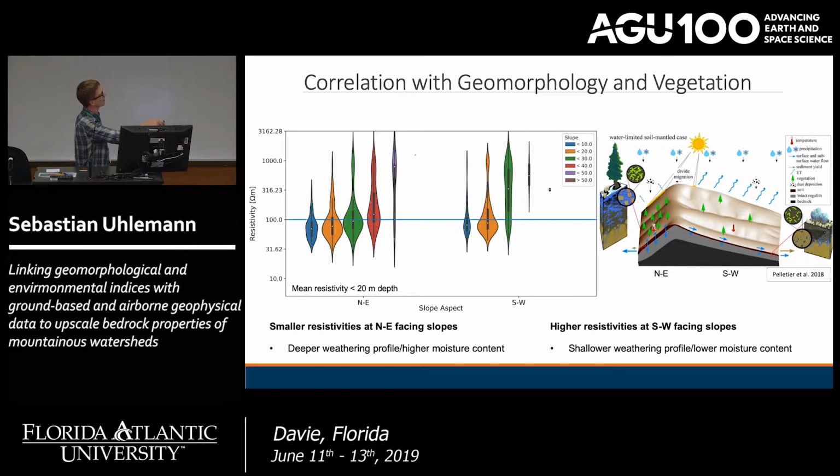And then the different bars are basically the different slope angles. So blue is slope angles below 10 degrees, then we have 10 to 20, 20 to 30, and so on. And this small little dot here is above 50 degree slope. We don't have much data, that's why it's so small.